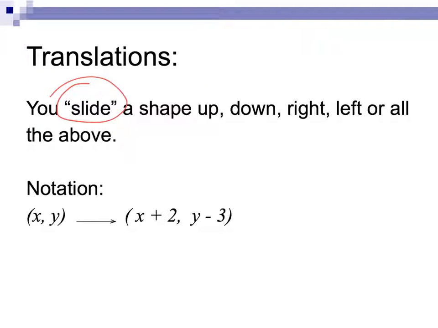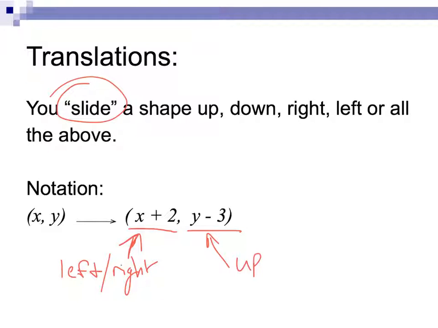And so the notation that you see is either going to be x plus a number or y plus or minus a number. So x represents how much you move left or right. And the number with y represents how much you move either up or down.